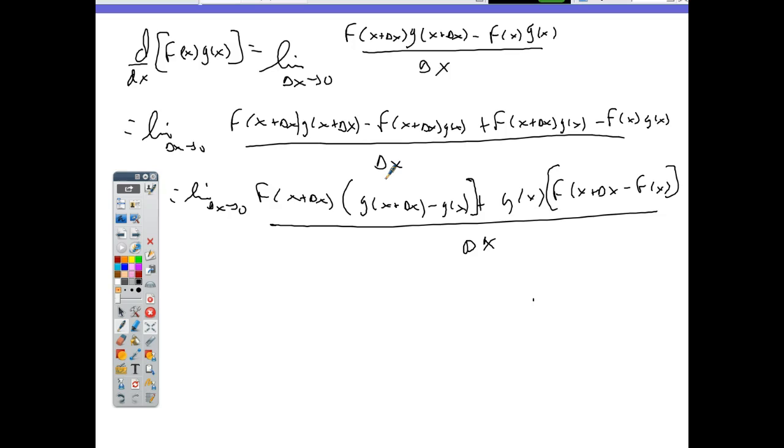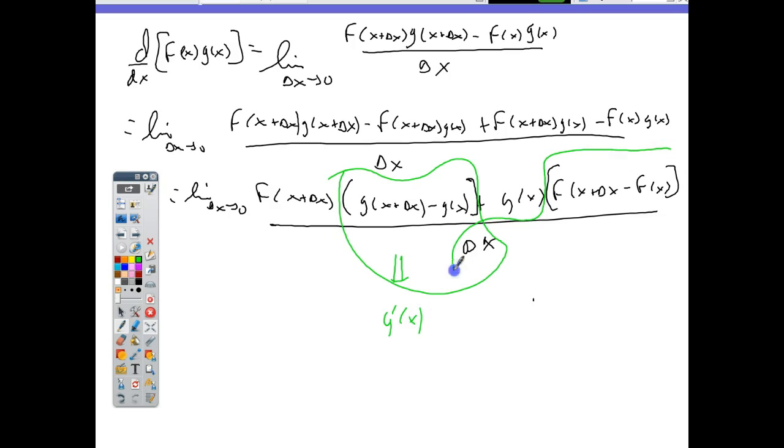What is g of x plus delta x minus g of x over delta x? What is this piece right here? Well, except that if I plug that in, I get 0 over 0. This is the formal definition of the derivative of g of x, isn't it? So this right here becomes g prime of x. Agreed?